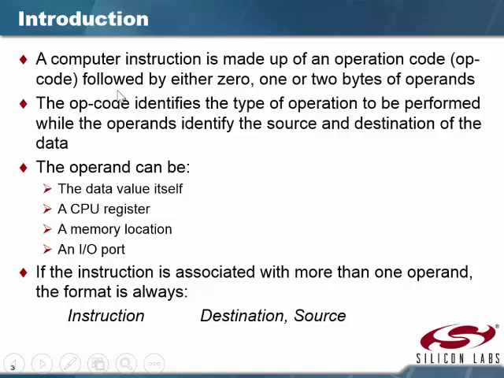If it's the data itself, that would be 8 bits. If it's a memory location, it could be 2 bytes, 16 bits. If it's a register, it's probably not going to be any; that's going to be 0 bytes for the operand. An I/O port will be 1 byte. So depending on which addressing mode, it's going to determine how many bytes we need for an instruction.